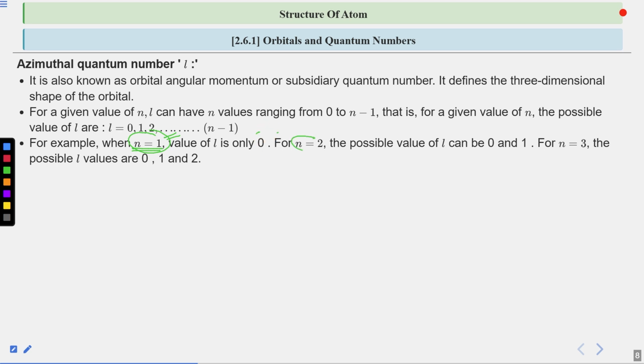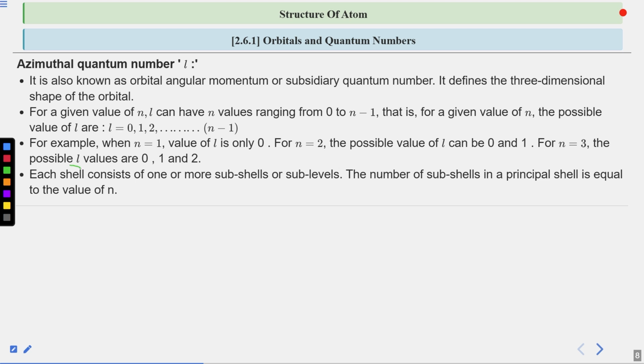Now suppose n is equal to 2. Again we go from 0 to n minus 1. So n minus 1 will be 1, which means 0 to 1, so there are two values of L. Since n is 2, there are two subshells with L values 0 and 1. Now suppose n is equal to 3. Then 3 subshells are there, with the values 0, 1 and 2. Very simple to understand. If you remember it, you can solve every question very easily. Go through the lectures once again and make notes. Once you get it, you are good to go.